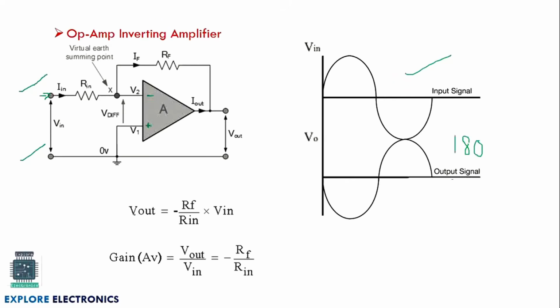So the output V out can be written as minus Rf divided by Rin into Vin. Here this is the gain. Okay, Rf divided by Rin is the gain. So gain is minus or negative. So we say the inverting amplifier is going to amplify the signal, but the output will take a 180-degree phase shift and the gain will be negative.